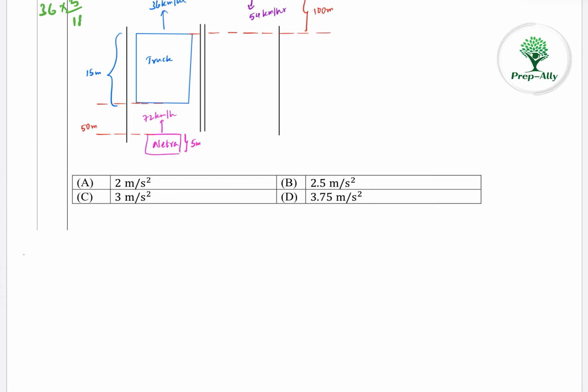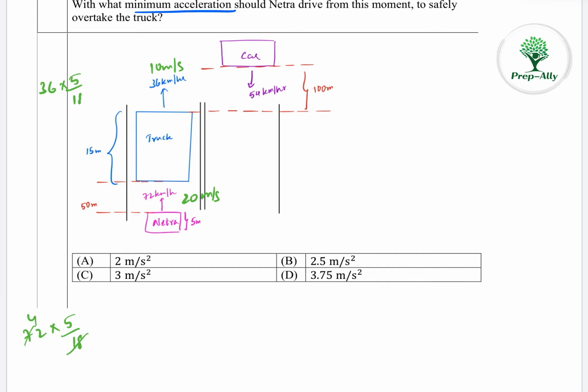Here we are going to get 72 into 5 by 18. This is 4 times. So this is going to be now 20 meter per second. And here we have 54. So 54 into 5 by 18. This is thrice. This is going to be now 15 meter per second. Now you see the truck, the car and Netra, all three are moving. So it's kind of hard to imagine what's happening.